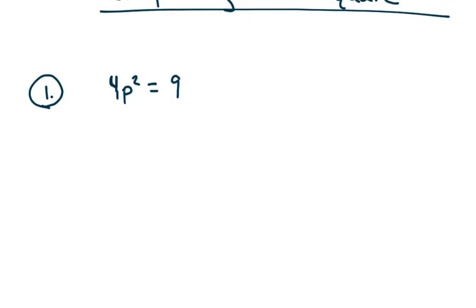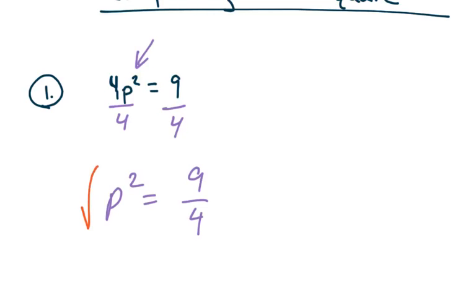So the first thing is something we're familiar with, which is if we are asked to solve for an isolated variable, it doesn't matter that it's squared. We know how to approach this. We want to isolate the variable, so we'll divide through by 4 and get p squared equals 9 over 4. And we know how to get rid of squares: we know how to get it by square rooting it.